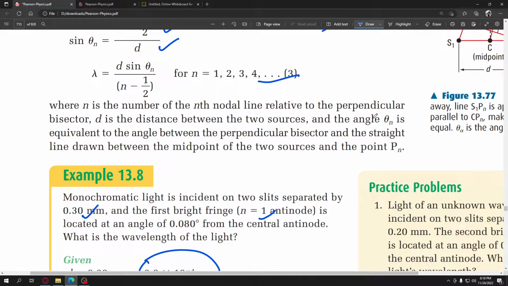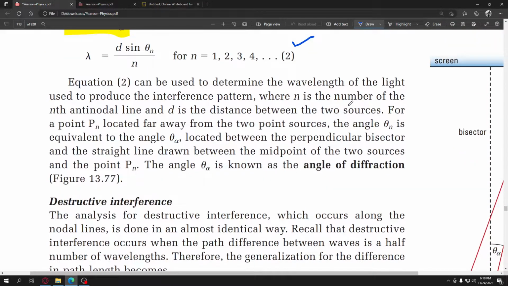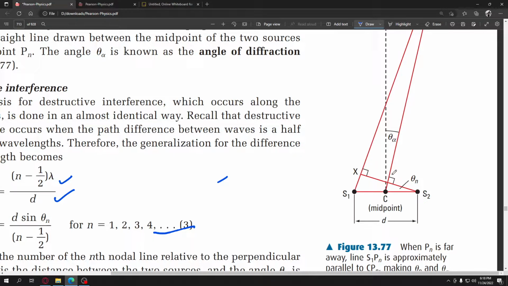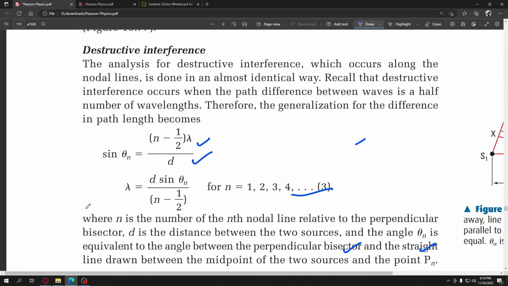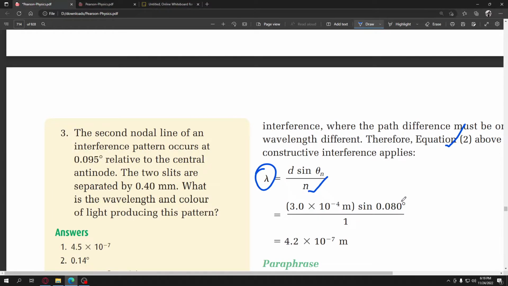The angle theta is equivalent to the angle between the perpendicular bisector and the straight line drawn between the midpoint of the two sources, which basically means, if I show you the diagram, it looks complicated. This angle that you have here, theta n. Alright? So this theta n has to be there. So ours here is constructive and 0.80. This theta n we will place as 0.80, and every other thing falls into place, and we get this formula.